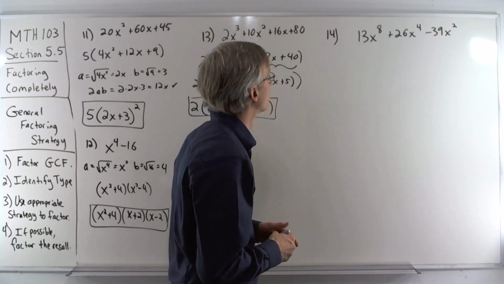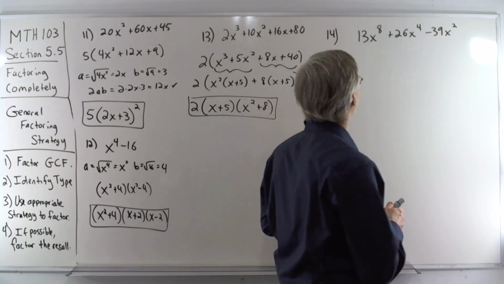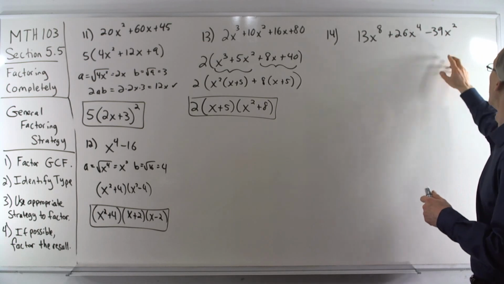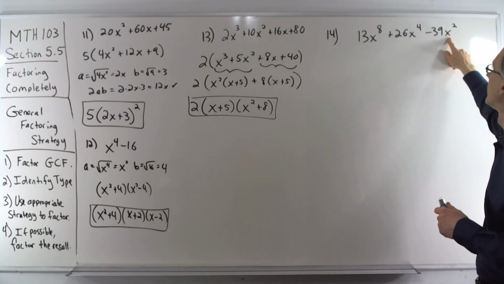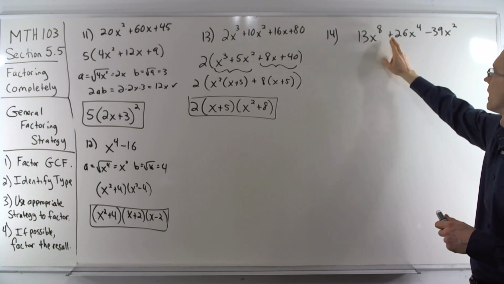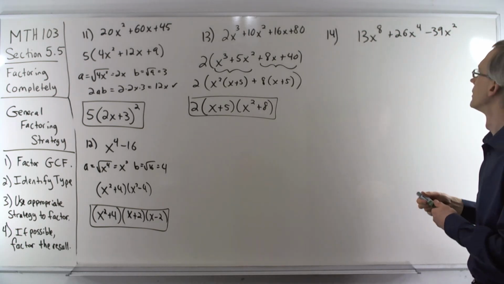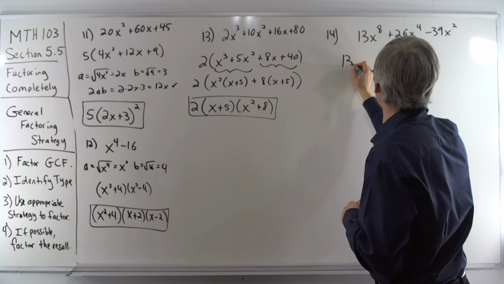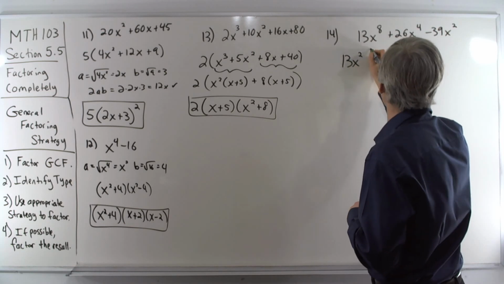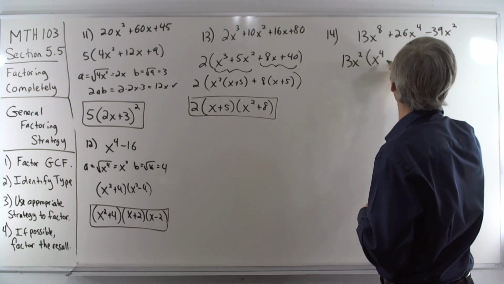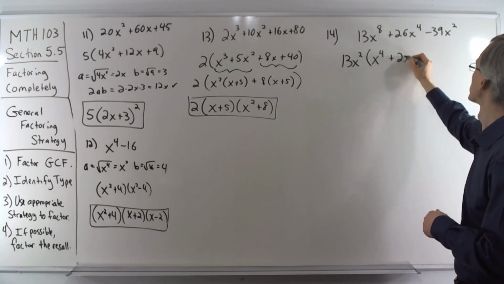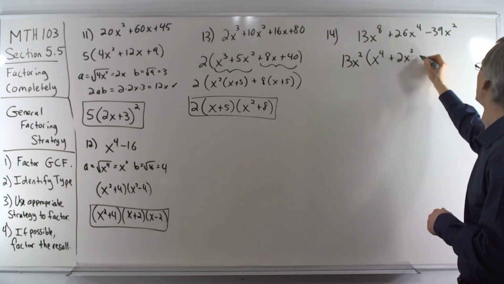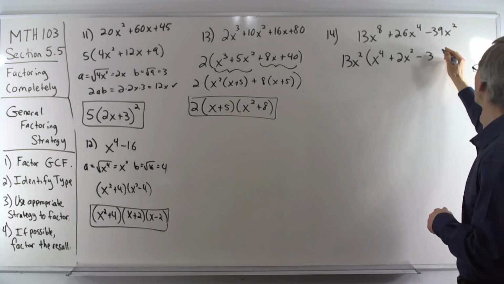So with this one, we've got at least 2 x's in each term, so we can factor out x squared. And between the numbers, we have a common factor of 13. So let's factor out 13x squared. And there's our GCF. That gives us x to the 4th plus 2x squared minus 3.